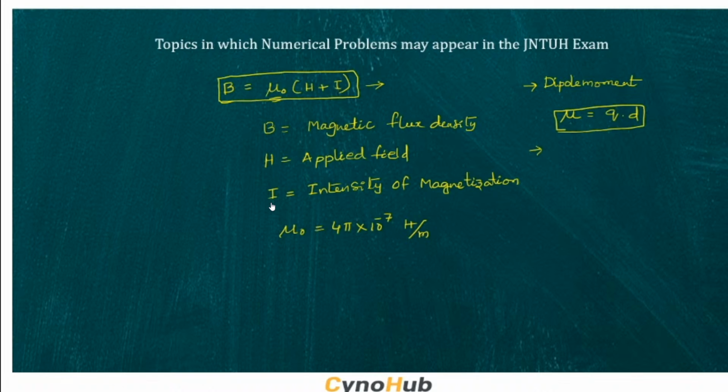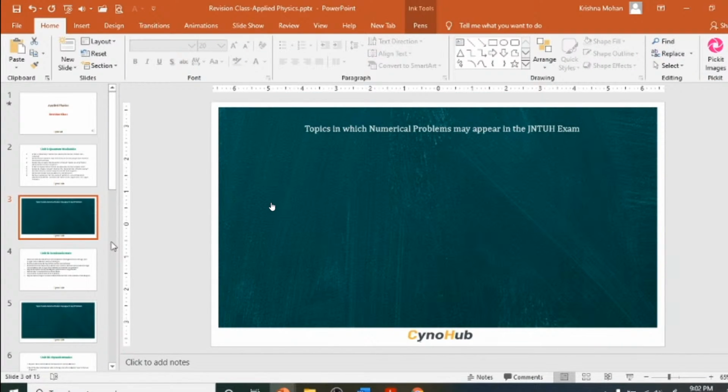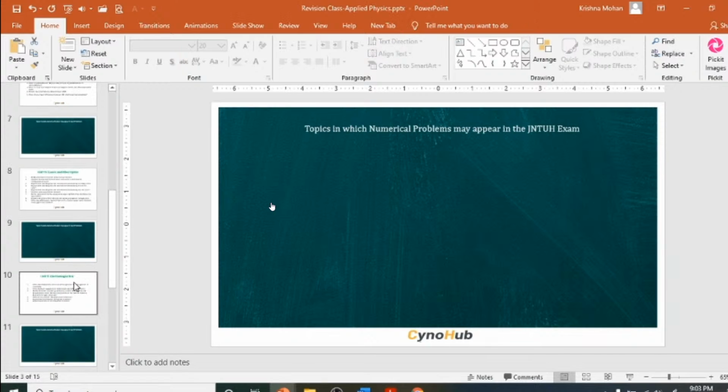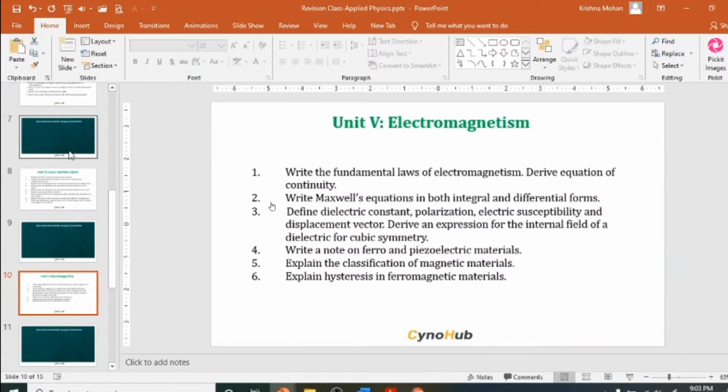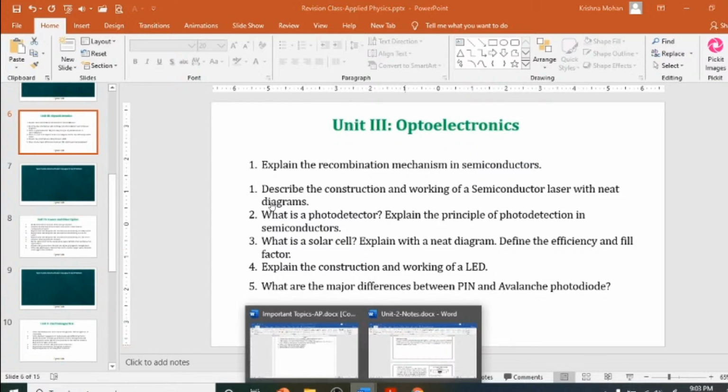Understood? So we have covered the first unit and the second unit. If you want the third unit to be discussed, I would discuss the third unit. What are the questions coming from the third unit so far? Recombination mechanism in semiconductors, I would show you. So how would the third unit be here?